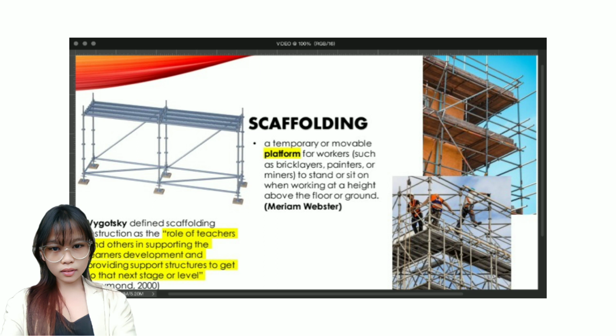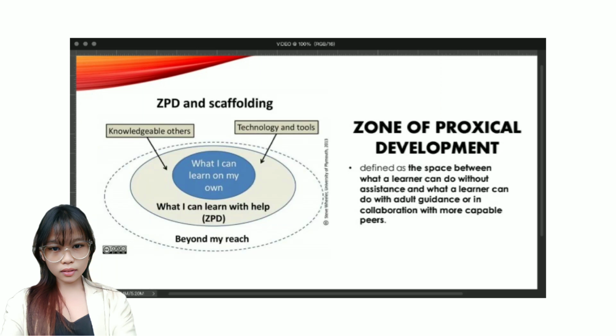In relation to this, again, is the zone of proximal development. It is defined as the space between what a learner can do without assistance and what a learner can do with adult guidance or in collaboration with more capable peers or the more knowledgeable other.